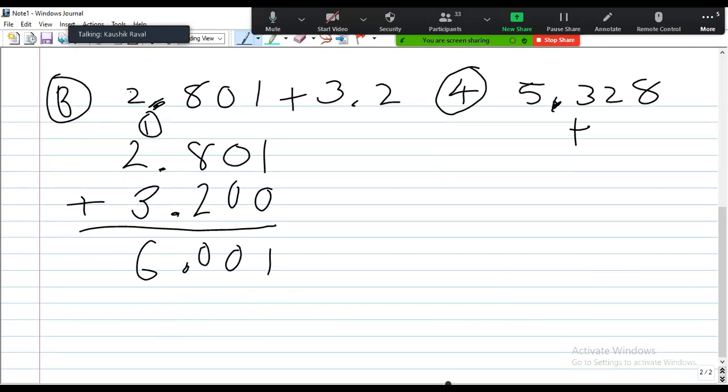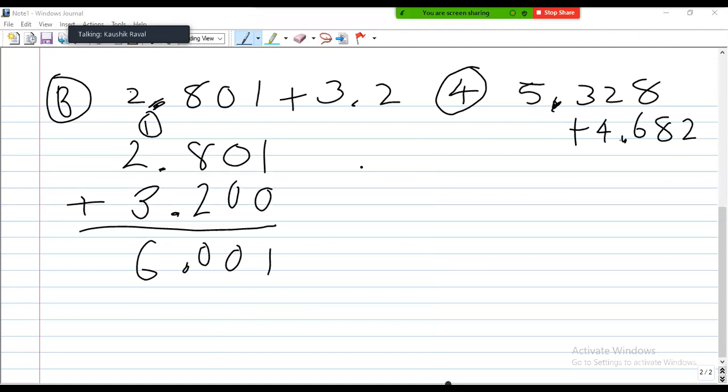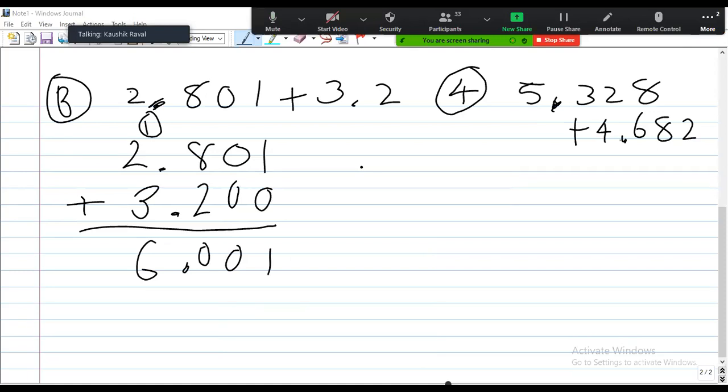Okay, now number 4 is going to be 5.328 plus 4.682. Solve this. What will be the answer? I just showed question number 2, Labdhi. This is number 4. Now note down number 4 first, then we will go to number 2. Come on, let's do it quick, beta.